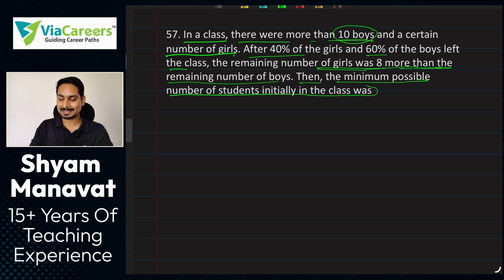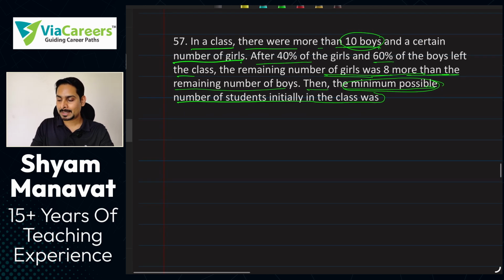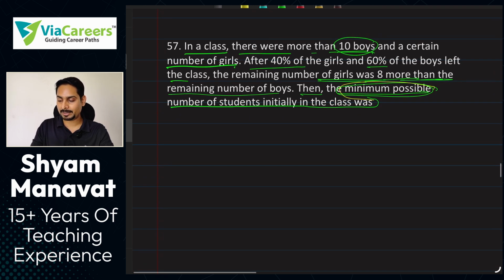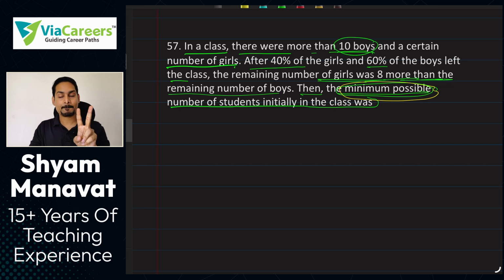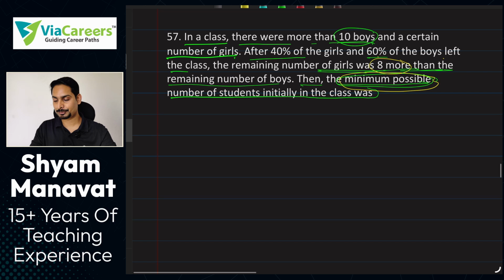So obviously they can only ask about the possibility, because here you have number of girls, number of boys, so it will make a two variable equation. But there is only one condition, that 40% of boys and 60% of girls, the difference is equal to 8. Yes, let me show it to you.